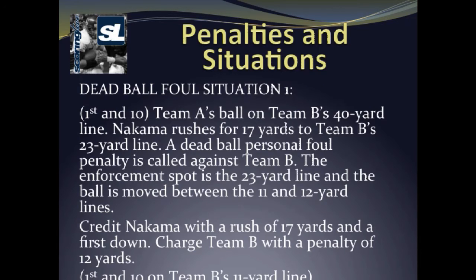Okay? Situation number 1. Team A's ball on Team B's 40-yard line. Nakama, that great running back, rushes for 17 yards to Team B's 23-yard line. A dead ball personal foul penalty is called against Team B. Then the enforcement spot is from the 23-yard line, where the end of the run is, and the ball is moved between the 11 and the 12-yard line.